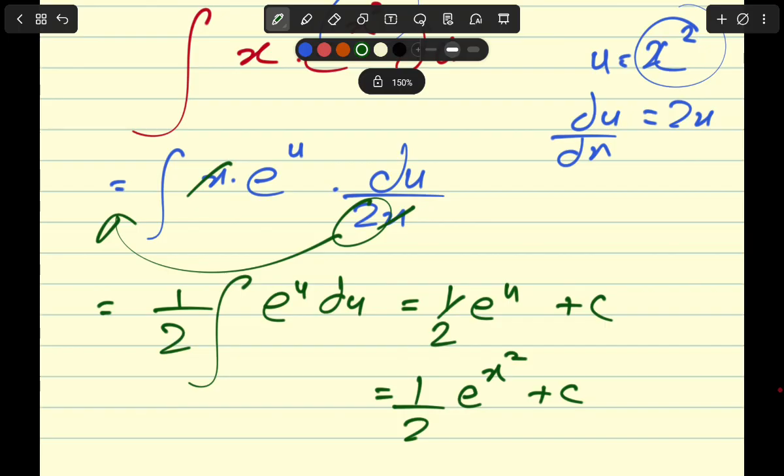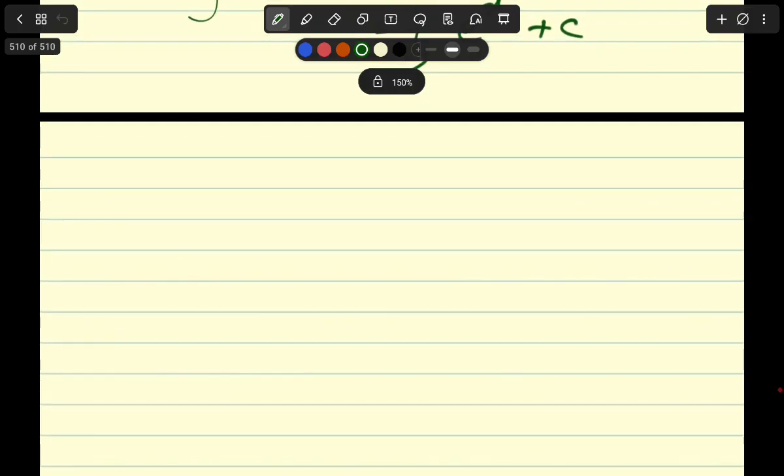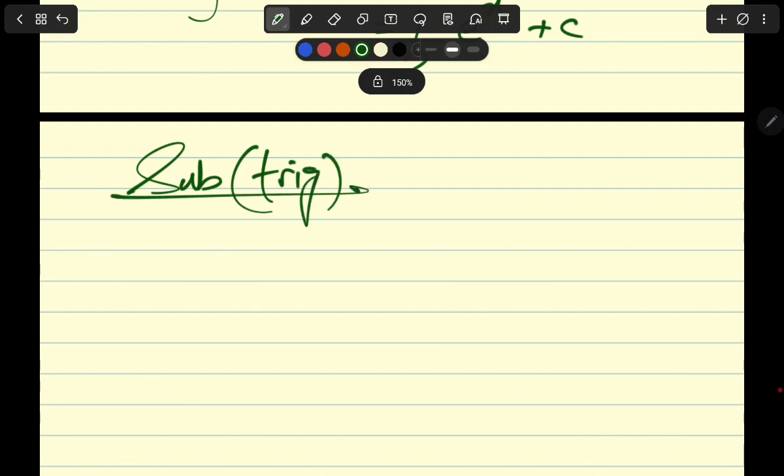Okay, now let's do substitution with trigonometric functions. So still we are under the umbrella of substitution, but let's do a type of it that is under trigonometric substitution. Now, sub trig, give the heading and start taking down notes. Okay, now if you come across an expression which needs to be integrated, which is something like sin x times cos x to the power of 4, and you have to integrate it with respect to x.